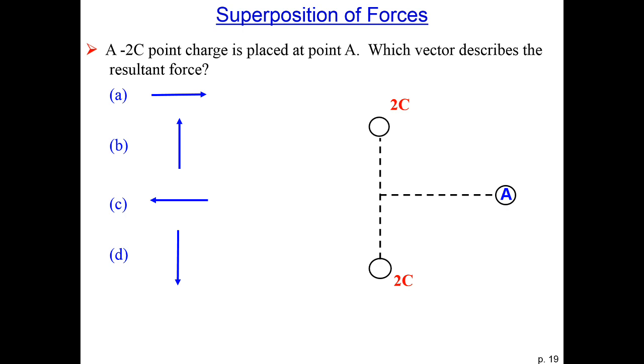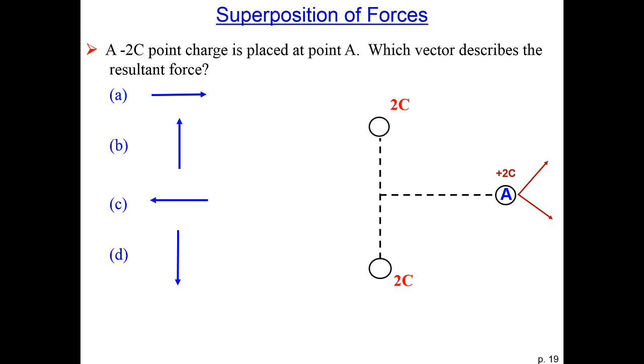To do this, we want to draw our free body diagram in order to see in which direction each of the forces are pointing. We look at the top charge, and we see that that is a +2C charge, and since they're both positive charges, they will repel each other, so the force is going to point down and to the right. When we look at the bottom charge, the force will point up and to the left.